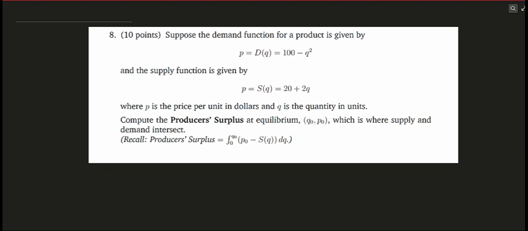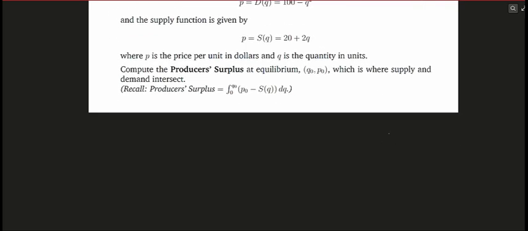Problem 8 is the last problem, the third integration problem. Suppose the demand function for a product is given by P equals D of Q, which is 100 minus Q squared, and the supply function is given by P equals S of Q, which is 20 plus 2Q, where P is the price per unit in dollars and Q is the quantity in units. Compute the producer's surplus at equilibrium, Q sub 0, P sub 0, which is where supply and demand intersect.